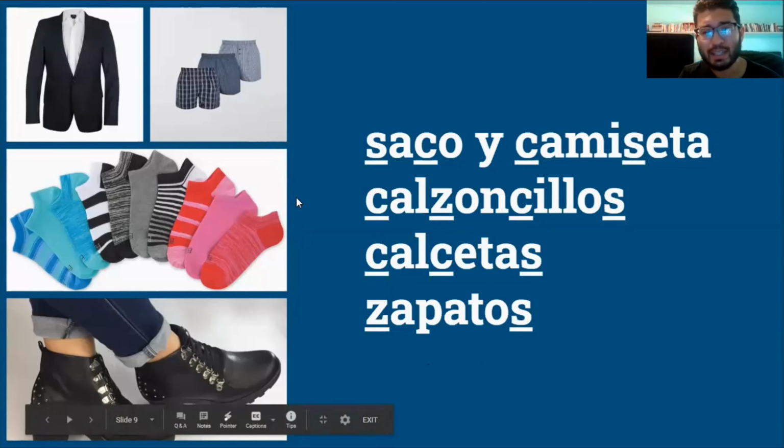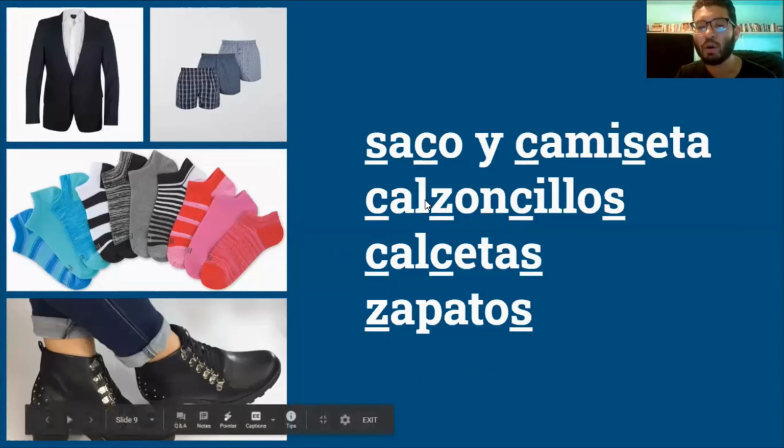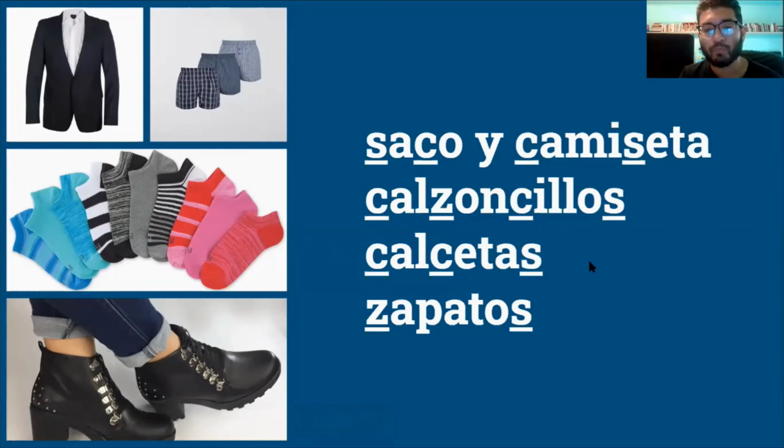Next to it, we have calzoncillos or underwear, where we have the letter C, letter Z, and letter S, producing their corresponding sounds again. In calzoncillos, we have again letter C producing the two different sounds that it has. Calzoncillos, no? And we'll talk about this double L in a minute, producing this particular sound. Under that, we have calcetas or socks. Calcetas, again, that letter C, producing its two different sounds.